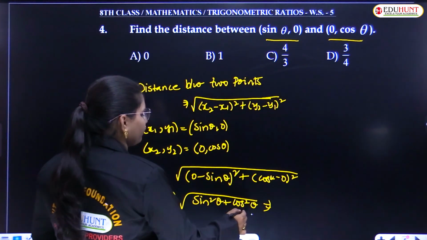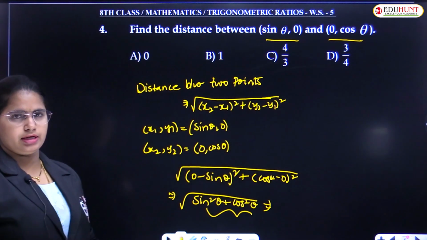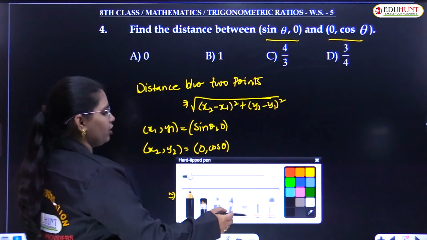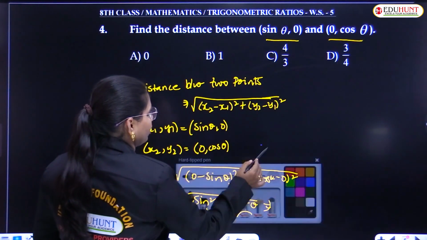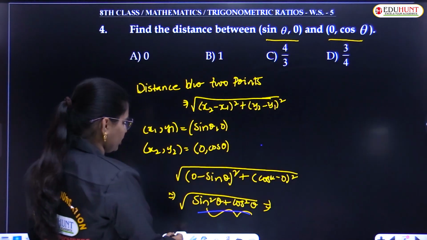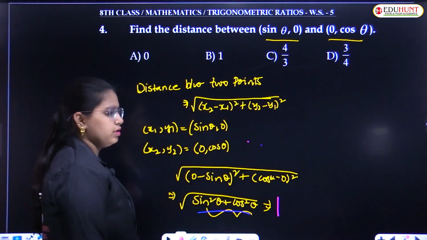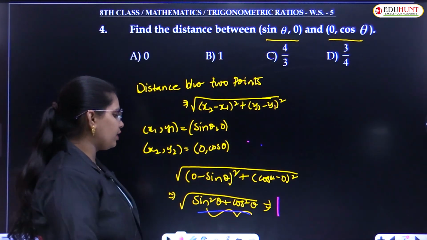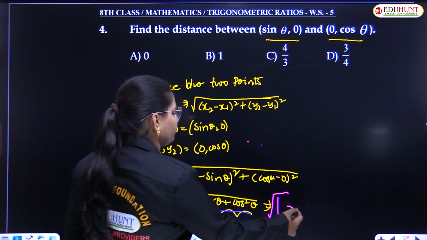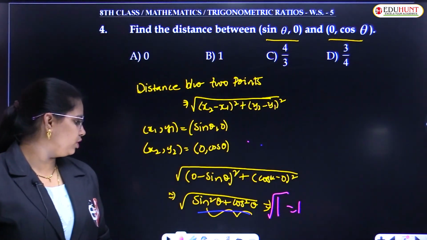So what is the value? This is a trigonometric identity. Am I correct? So that will be your trigonometric identity. What is the value of sin square theta plus cos square theta? Tell me. This always becomes 1. Sin square theta plus cos square theta becomes 1. And obviously root 1 is also equal to 1.